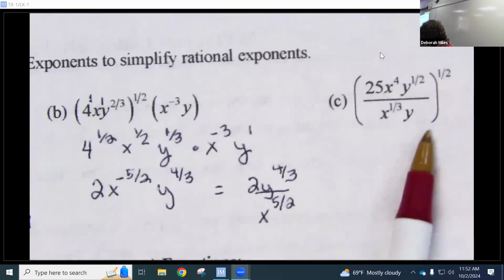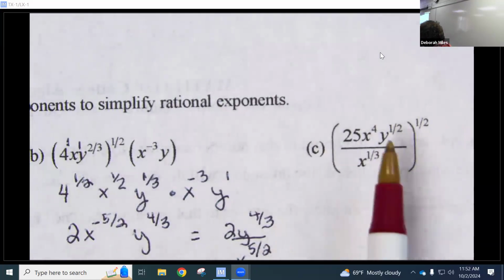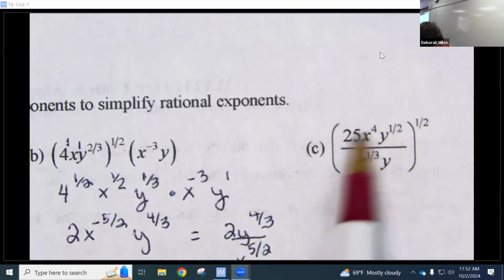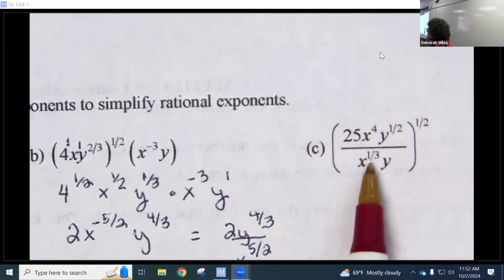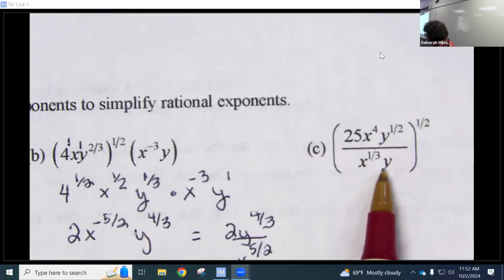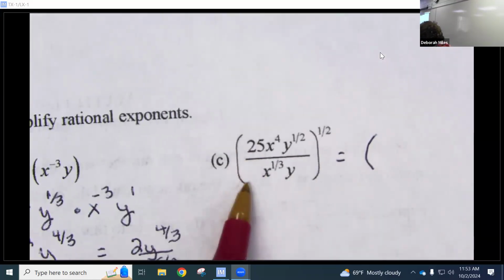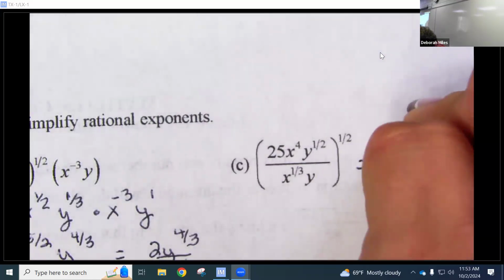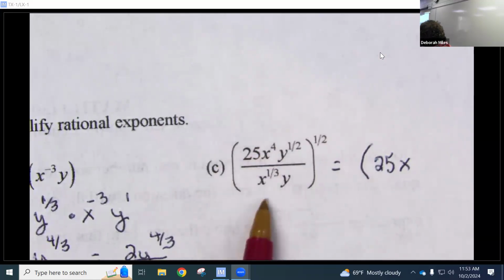All right, one more big scary one. The order of operations says if you have stuff in parentheses raised to a power, simplify the stuff in parentheses first. You don't have to, but it makes life easier. All right, so I'm going to simplify what's inside parentheses first. 25 divided by 1 is still 25. What do I do with these two exponents when I'm dividing the x's?